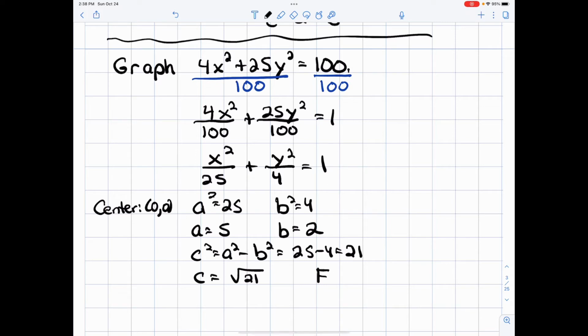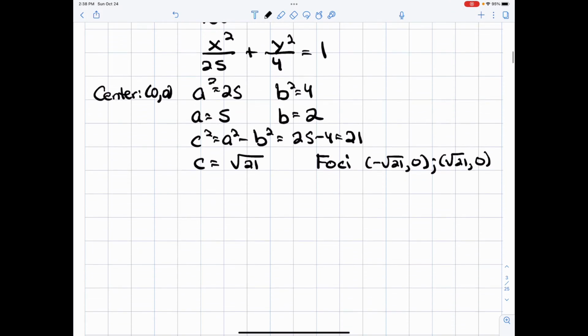So that tells me that the foci are located at negative square root of 21 comma 0 and positive square root of 21 comma 0. That's where the two foci are going to be located. All right, and then once you have that information, graphing it's not too much of a stretch.